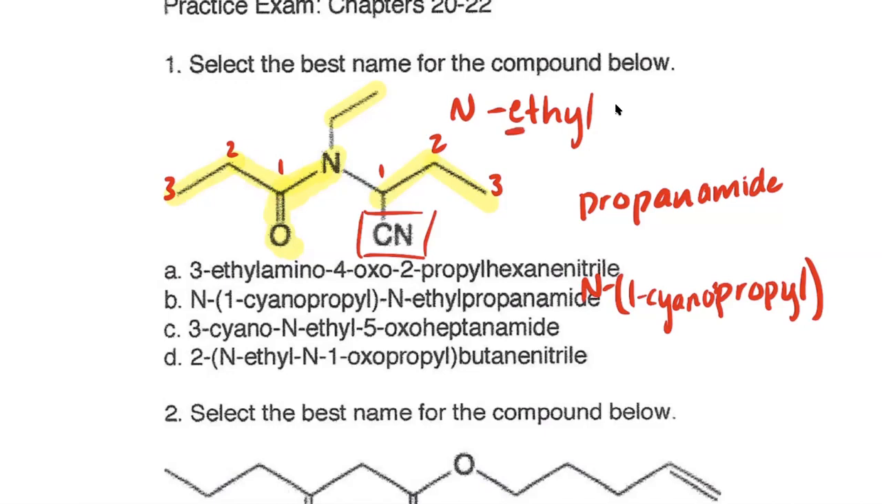So we have E, we have C, and of course what's going to come first in the alphabet is our C. So we're going to put the cyanopropyl first. We write the entire thing out. And remember, we treat the nitrogen as though it is a number, so we want to separate it by using those dashes there. And then we continue with the ethyl propanamide. All right. So for the first one, what I would go with for my answer, I'd go with B.